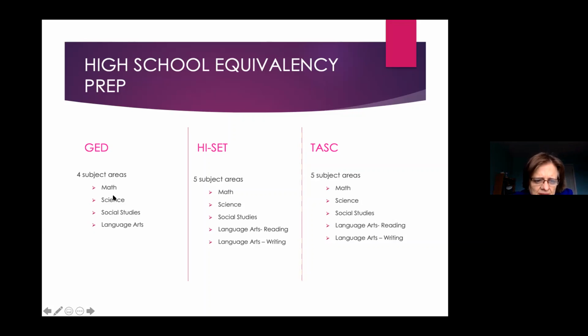So GED, if you know the GED test, it has math, science, social studies, and language arts. Reading and writing are combined. So that's what that program looks like. HiSET has 5 subject areas, along with computer literacy, which comes up on top: math, science, social studies, language arts reading, and language arts writing. And TASC is exactly the same, but I figured they each needed their own column. If you go back and forth between these, you will find they are just arranged differently.